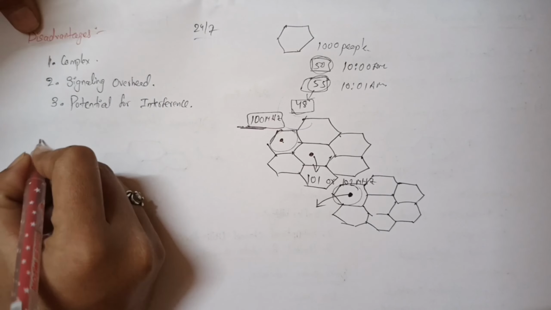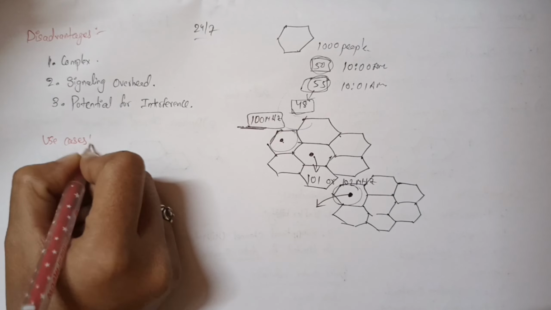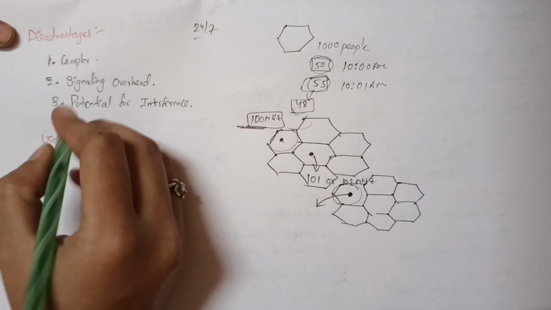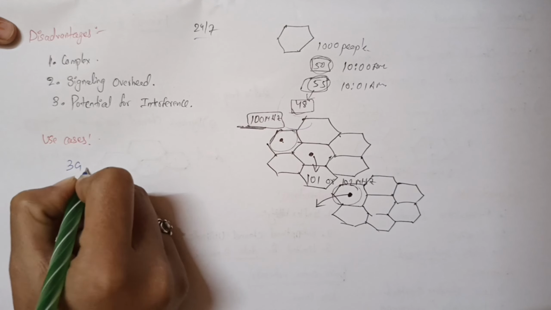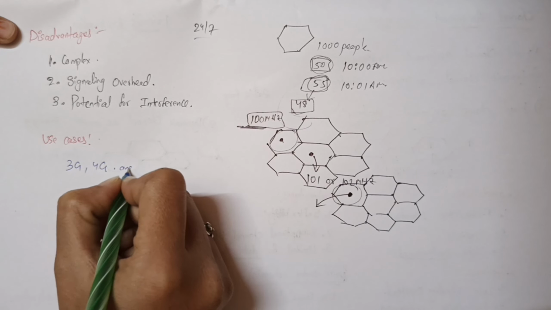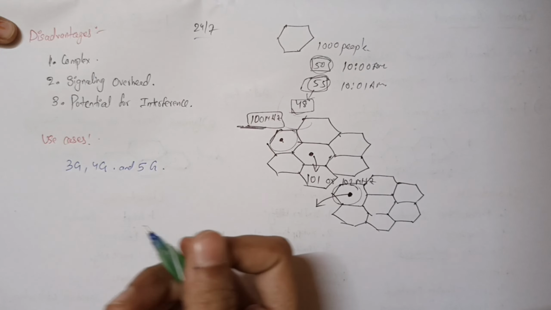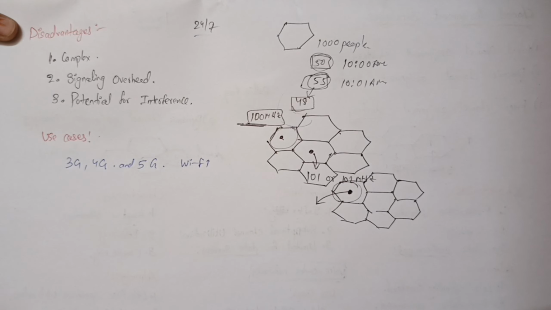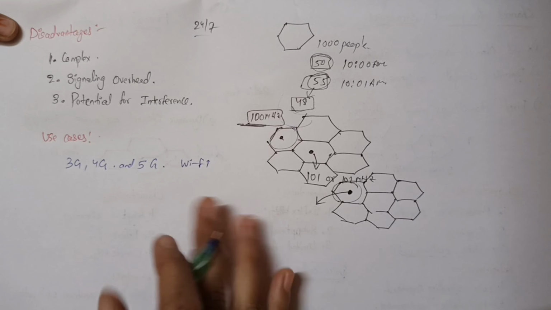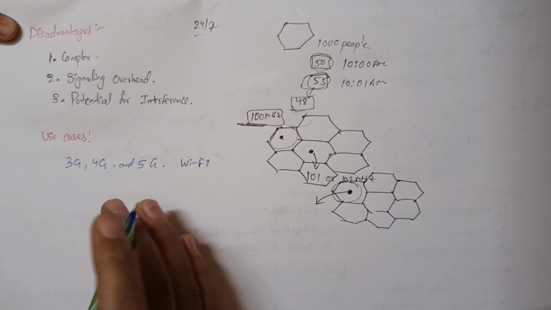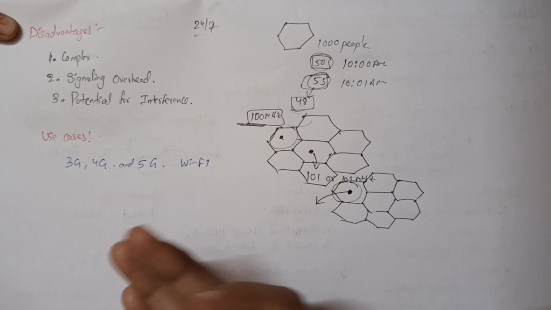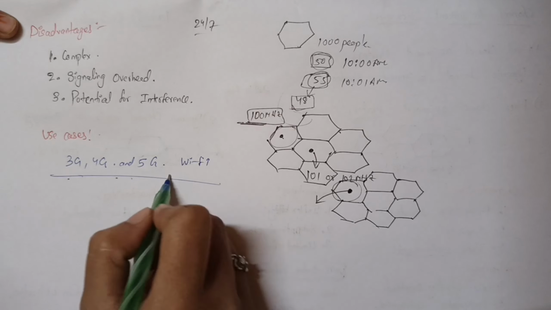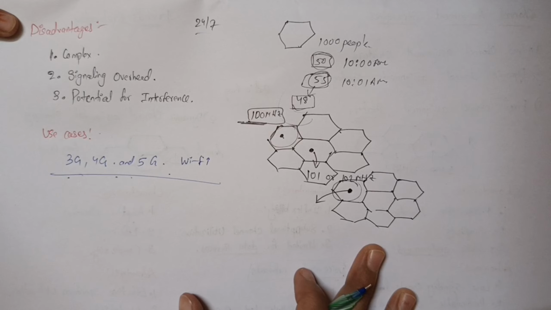Now let's see what the use cases are. So this is commonly used in our modern cellular networks, including 3G, 4G and 5G as well, and also in wireless technologies like Wi-Fi. These networks have dynamic and data-centric traffic patterns, making dynamic channel assignment more suitable for efficiently managing the channel resources. That's why these technologies use dynamic channel assignment strategies.